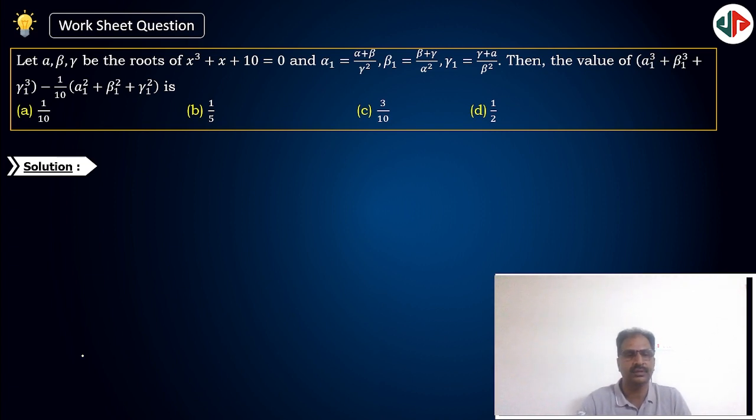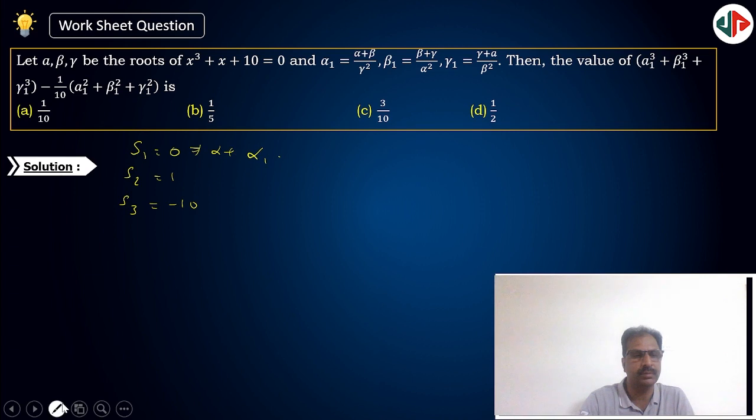Alpha 1 is given as... alpha, beta, gamma are the roots of the given equation. What is S1 from that? 0. S2 is 1, S3 is minus 2. See, S1 means alpha plus beta plus gamma is equal to 0.